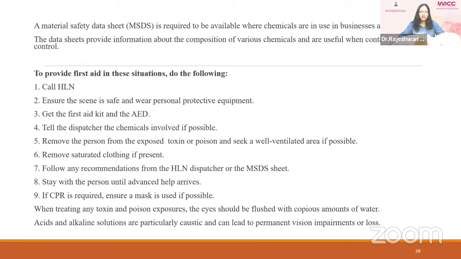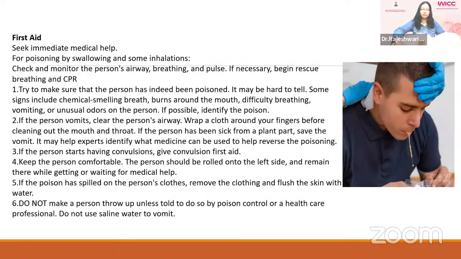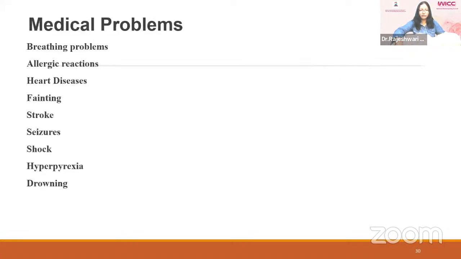Stay with the person until advanced help arrives. If CPR is required, ensure that a mask is used. That is very important because you never know what kind of poison has been inhaled or ingested. When treating any toxin and poison exposure, the eyes should be flushed with copious amounts of water. Okay, that has to be ensured. This is the first aid help.